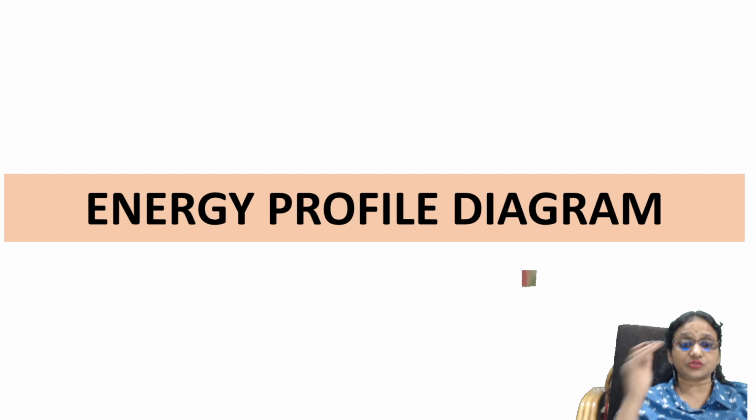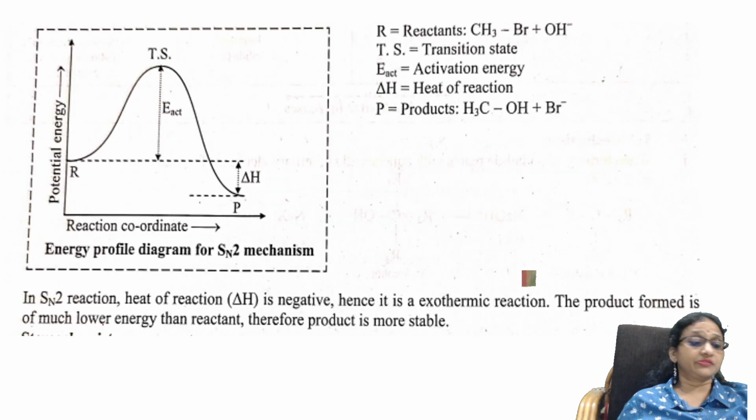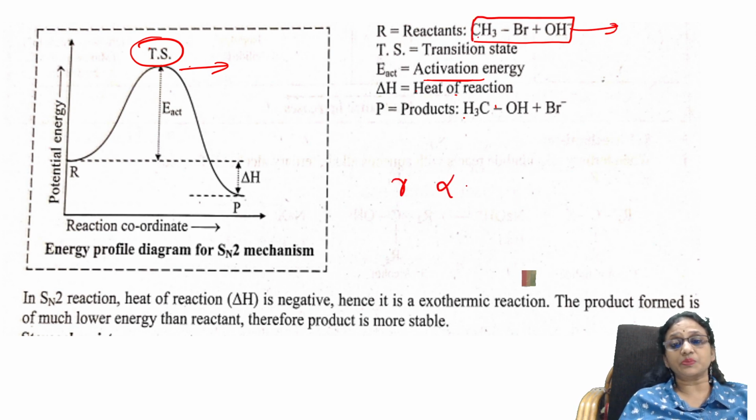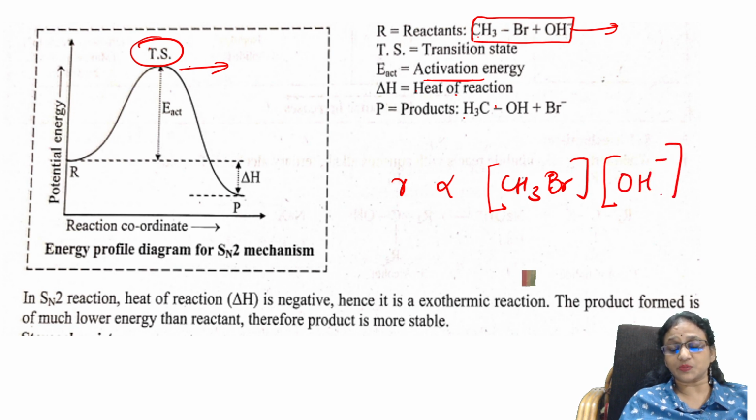Energy diagram of SN2. Now see, students. I said in SN2 mechanism, a transition state is formed. Always remember there is only one peak. This peak is called the activation energy barrier, only one peak. The reactants are two particular molecules participating. That's why the rate of the reaction depends upon the concentration of two reactants, CH3Br and OH minus. Two are participating, that's why it is called an SN2 reaction.